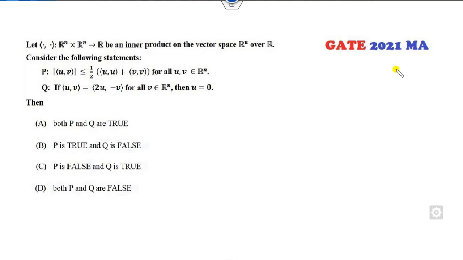This is a question from the GATE 2021. It's the inner product. What is the inner product? It is not given to you. P and Q are here. Very simple question again. If you look here, if I take the LCM, what is that?